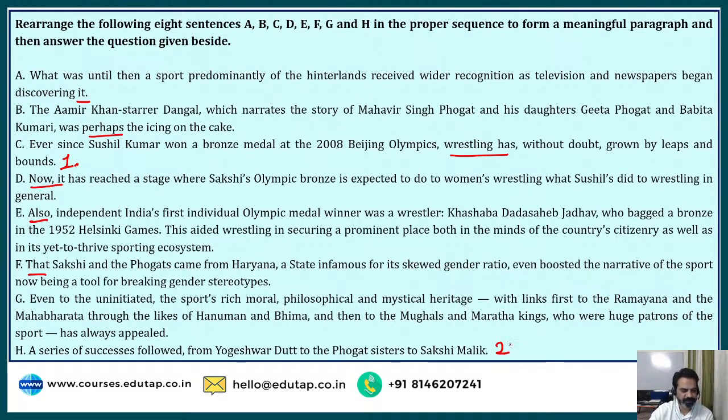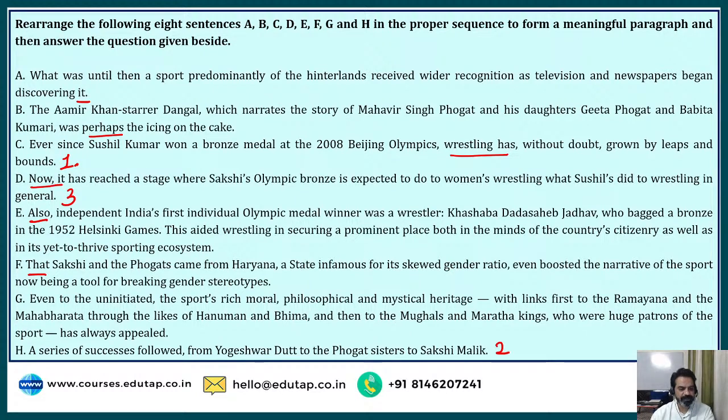And the second sentence should be sentence number H. A series of successes followed. After that, what happened? A series of successes followed from Yogeshwar Dutt to Fogat sisters to Sakshi Malik. So the second sentence is sentence number H. Third sentence. Now it has reached a stage where Sakshi's Olympic bronze is expected to do to women's wrestling what Sushil's did to wrestling in general. So that's the connecting chain here. That's the connecting link, guys. Got it?